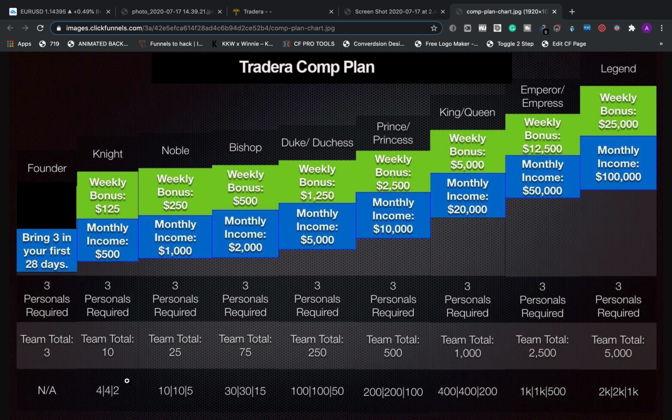Now let's do the math. 0 to 10 by yourself, or 10 to 25 between you and 10 other people promoting. So as your team gets bigger, it gets easier to hit these next ranks. There are literally people who hit $1 million a year, $100,000 a month within 4 or 5 months.